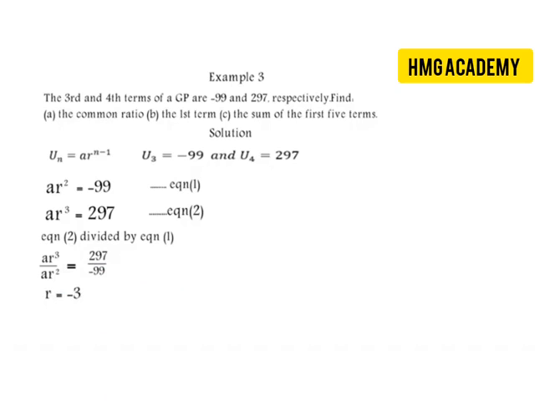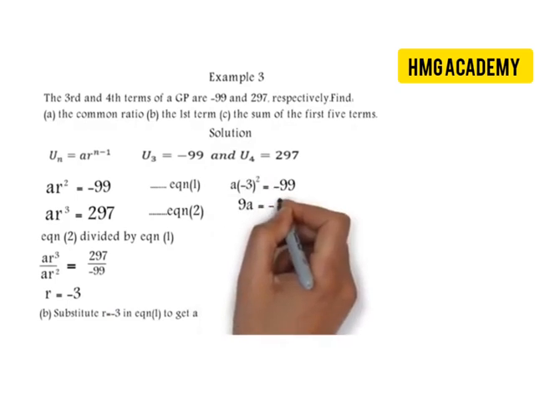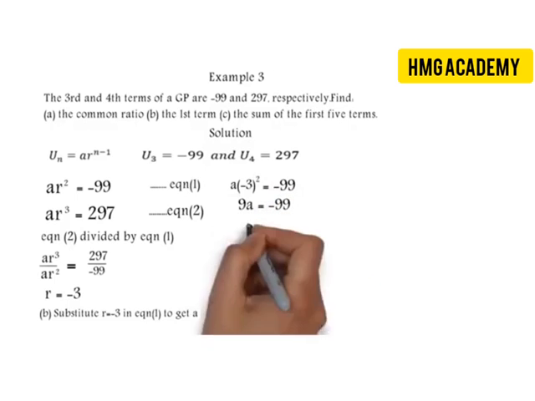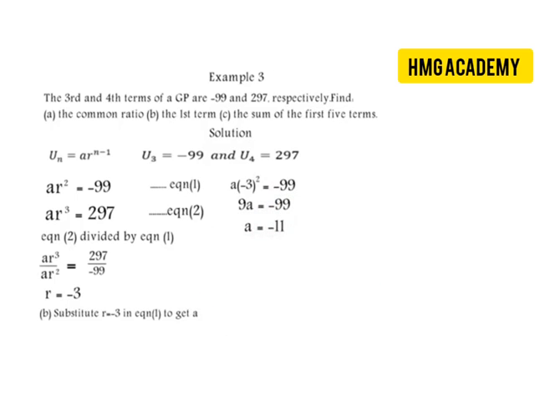Now to get our first term, we are just going to substitute this value of r into equation 1 and we simplify. So let's do that. So we have a open bracket minus 3 raised to power 2, which is equal to minus 99. Minus 3 raised to power 2 is 9. 9 times a is 9a. So we divide both sides by 9. We have our a to be minus 11.